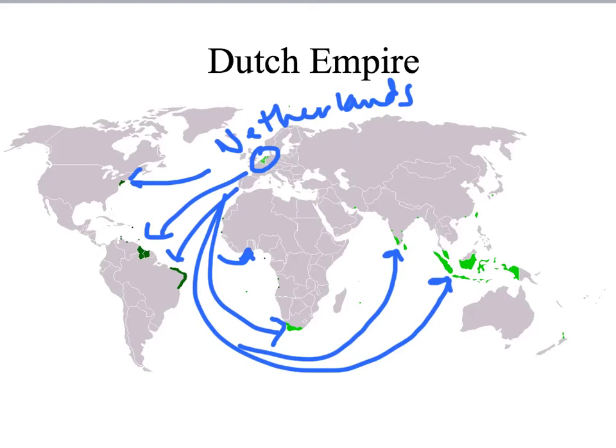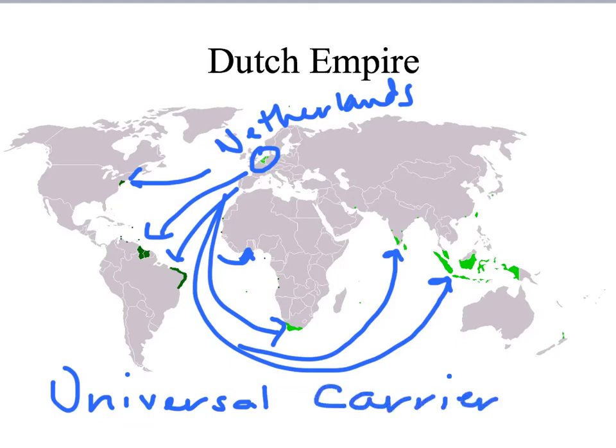They have the best navigators. They have the best ship captains. The Dutch at this time were called the universal carriers. So they're sort of like the FedEx or UPS of the world at this time. If you needed something shipped, they would ship it for you, but they would obviously charge you for it.